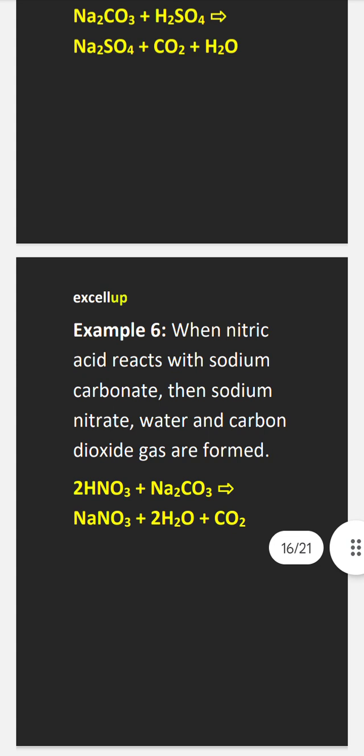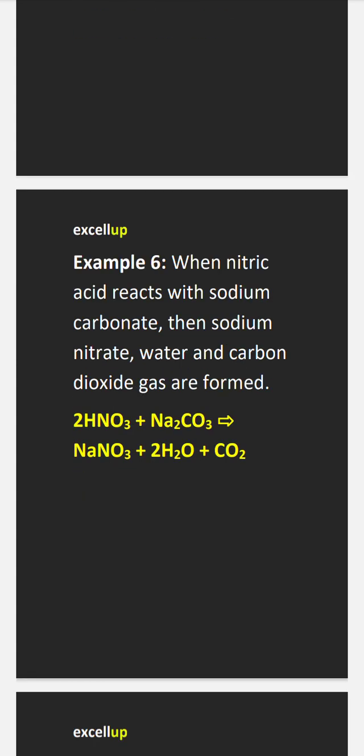Next example is the reaction involving nitric acid with sodium carbonate. So when nitric acid reacts with sodium carbonate, then sodium nitrate, water and carbon dioxide gas are formed. The equation is 2HNO3 plus Na2CO3 is equal to 2NaNO3 plus H2O plus CO2.